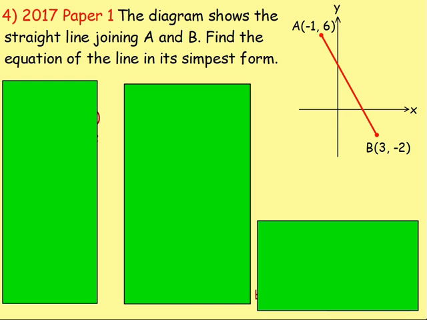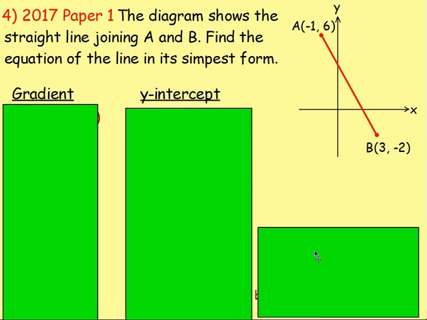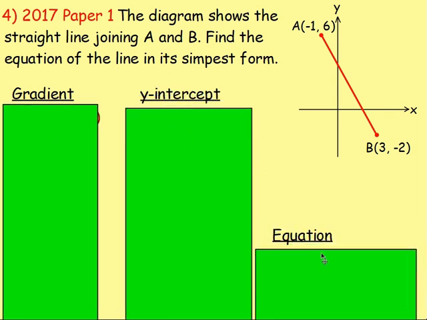So you can see here we have the point A up here with negative 1, 6, and we've got this point B as well with 3, negative 2. To work out the equation of the line, we need to start thinking gradient, we need to think y-intercept, and then we need to think equation goes through those. So gradient, point, equation, gradient, y-intercept, equation, that's what you're thinking.